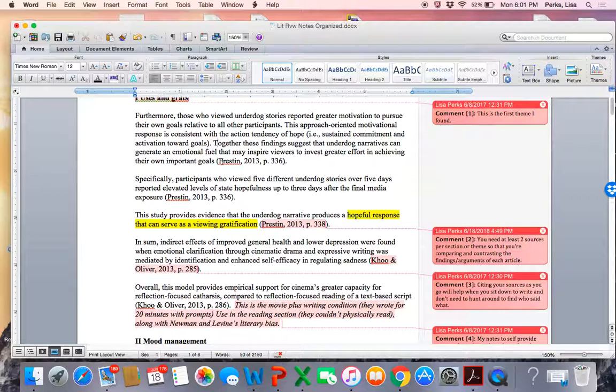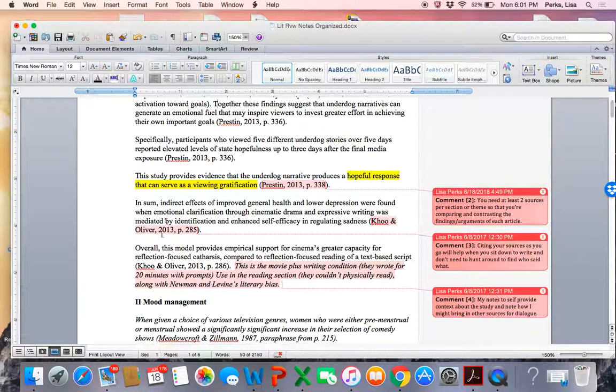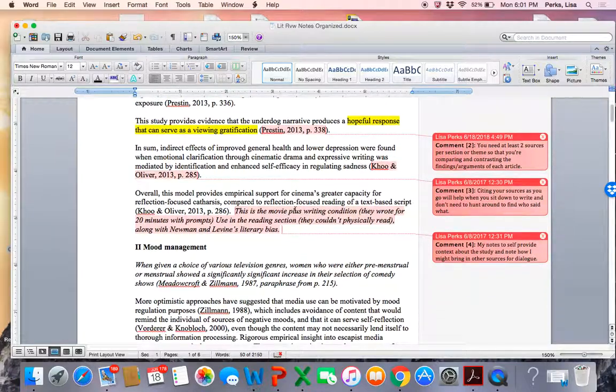I had a lot of quotes from Preston 2013. I had some from Kuhn and Oliver. And as I say over here, you need at least 2 sources per theme or per section so that you're definitely doing the compare and contrast that is required of a lit review.